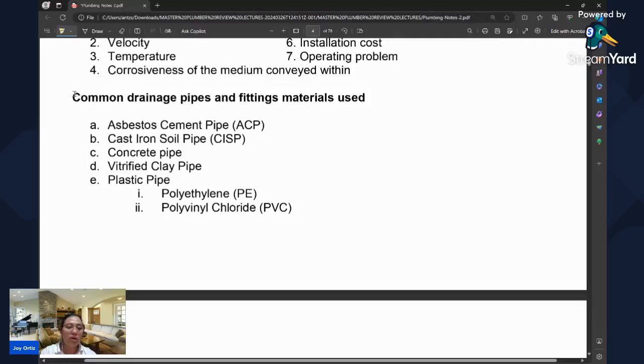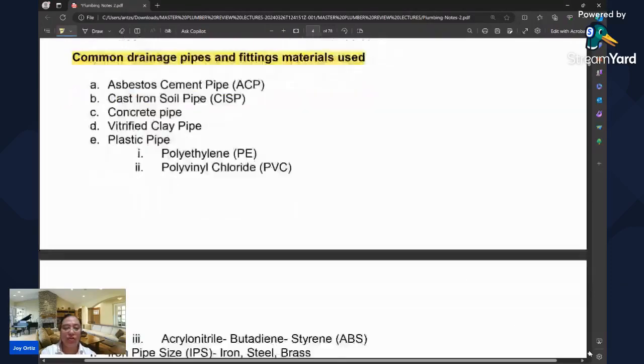So, here are the common drainage pipe and fitting materials used. We have the ACP or the asbestos cement pipe. We have also the cast iron soil pipe, concrete pipe, vitrified clay pipe, and plastic pipe. Pwede tayo sa polyethylene or polyvinyl. PVC, which is more common. Polyvinyl chloride po ang tawag doon, and polyethylene pipe is PE naman.